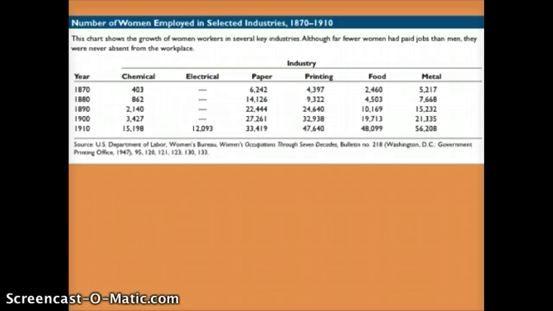Okay, so your book points out that there's an increase in the number of women working in particular fields. So we see a gradual increase specifically in the fields of chemical, electrical, paper printing, food, and metal. What inferences can you determine from this particular chart concerning not just the number of women who are employed in particular fields, but the types of fields themselves?